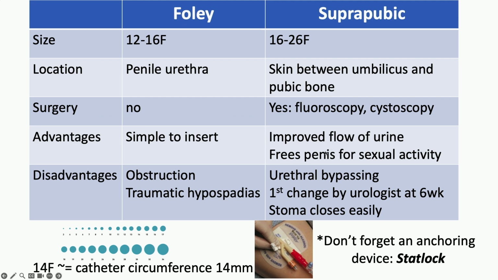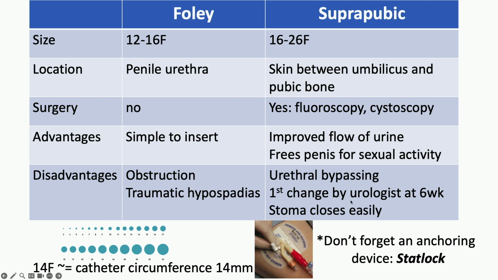Again, the advantages of a suprapubic catheter long-term is that it improves the flow of urine. It has also decreased episodes of autonomic dysreflexia. It frees the penis for sexual activity. Some of the disadvantages is that it can also, in the beginning, have urethral bypassing just because urine is so used to coming out through the urethra, through the Foley.